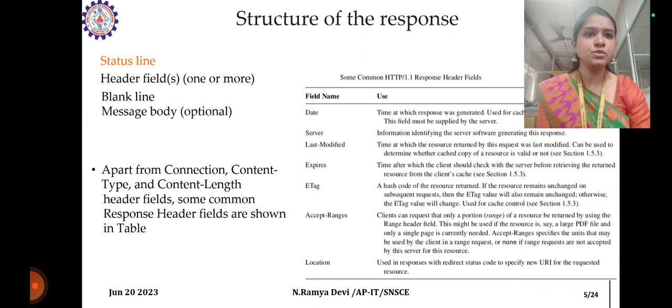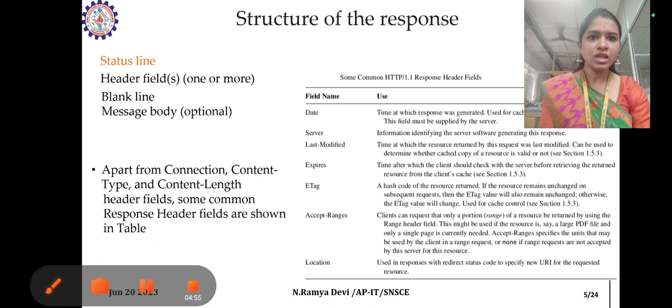Expires is the time after which the client should check with the server before retrieving the returned resource from the client's cache. And then the E tag: a hash code will be generated of the resource returned. If the resource remains unchanged on a subsequent request, then the E tag value will also remain unchanged, otherwise the E tag value will change.